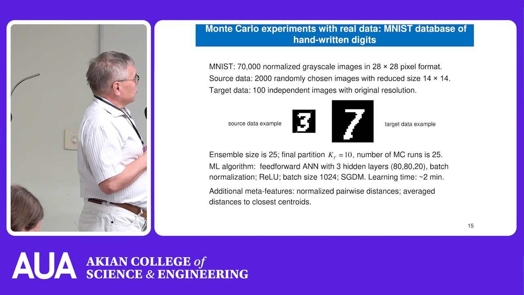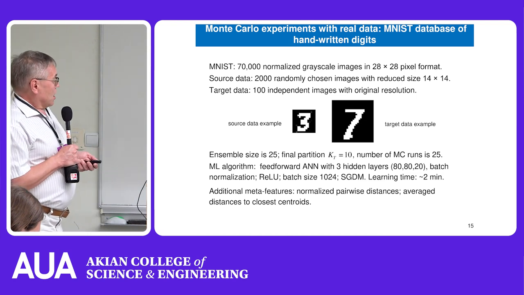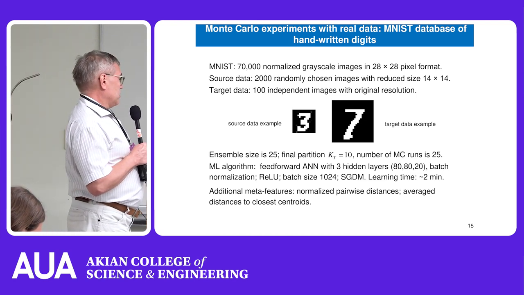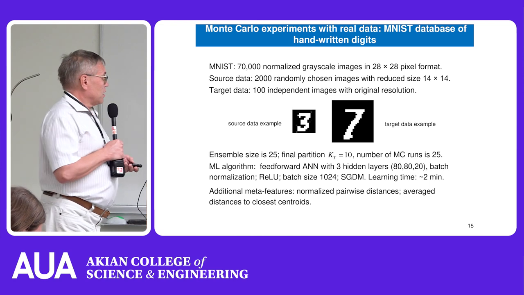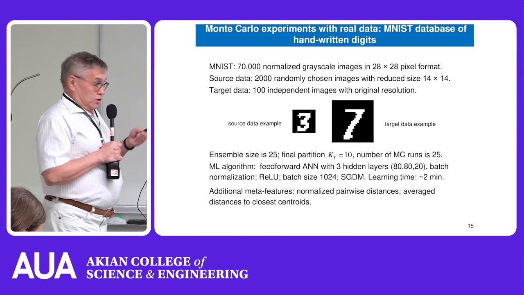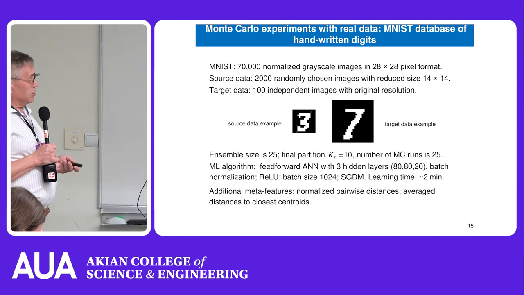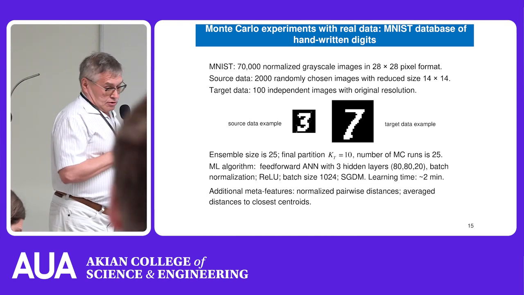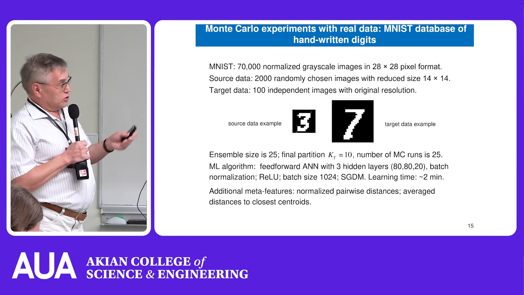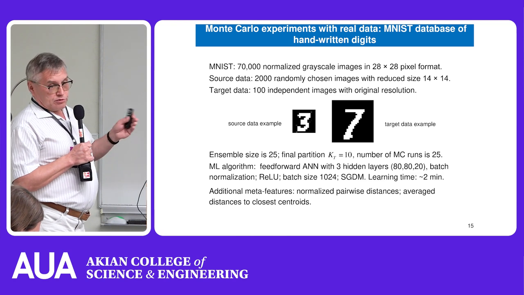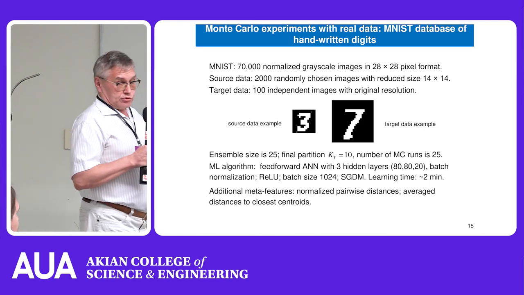The next example is more real-based, but I think it's also an illustration of the method. So we used the MNIST data set of handwritten digits and performed classification using a feed-forward artificial network. We use batch normalization, stochastic gradient descent, and in addition to the above mentioned meta features, we also use additional meta features such as normalized pairwise distances between objects and average distances to closest centroids.